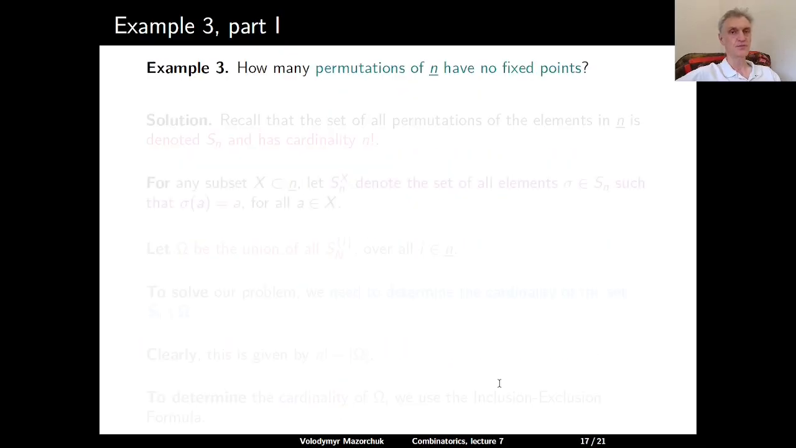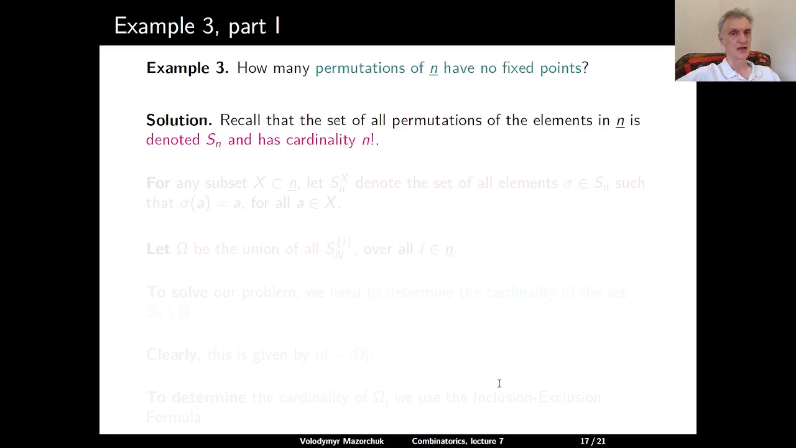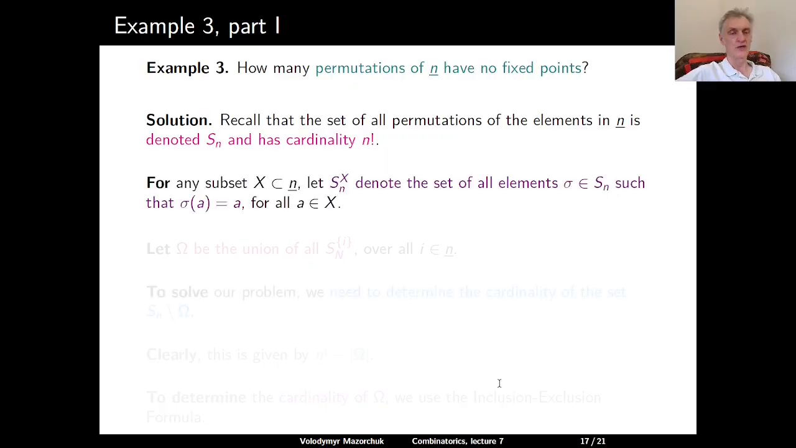Example 3. How many permutations of n underlined have no fixed points? Solution. Let us recall that the set of all permutations of the elements in n underlined is denoted by S sub n and has cardinality n factorial. For any subset X of n underlined, let S sub n upper X denote the set of all elements sigma in S_n which fix all elements in X pointwise.